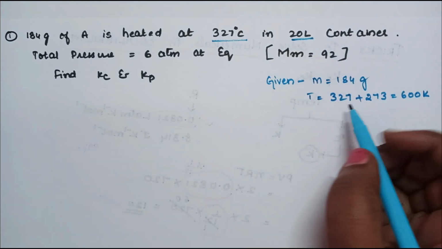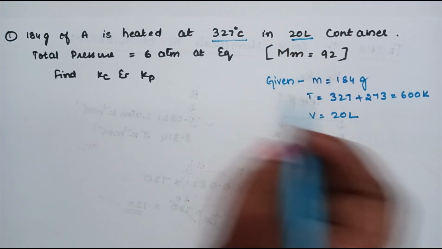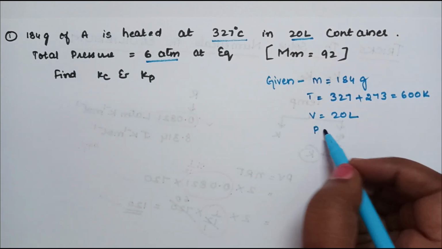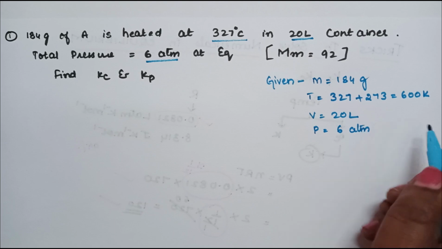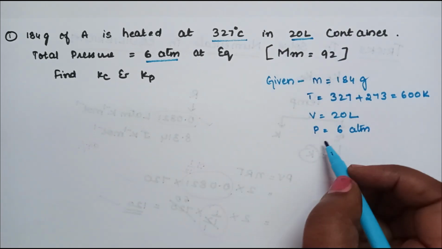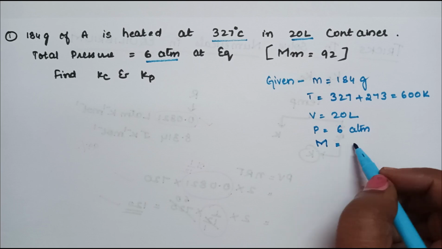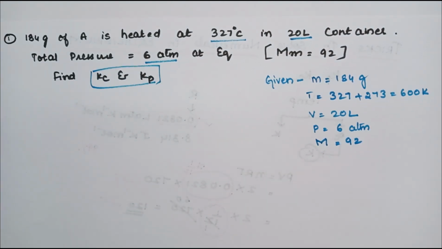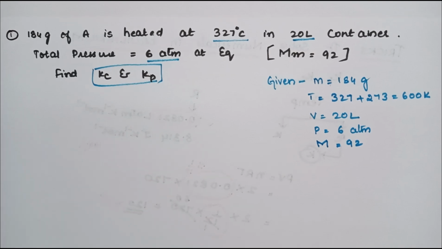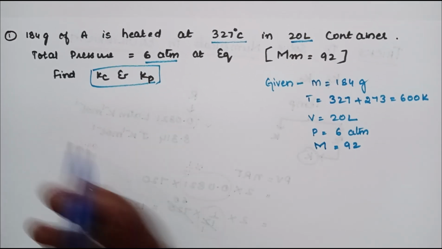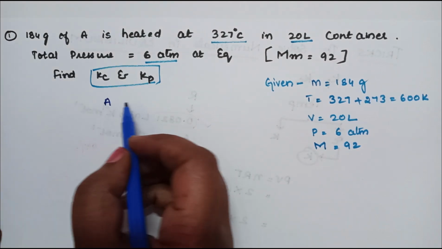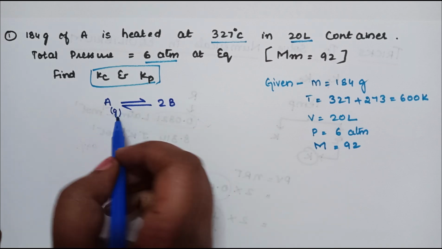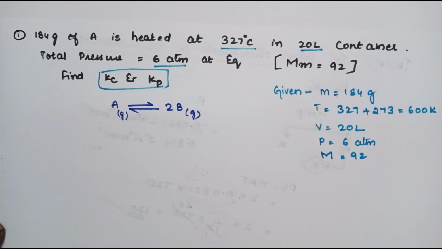It is in a 20 liter container, so volume is given as 20 liter. Total pressure is given as 6 atmosphere at equilibrium. And molecular mass of A is given as 92. What you have to find is Kc and Kp. The equation which was given is A giving 2B. Both are in the gaseous state.